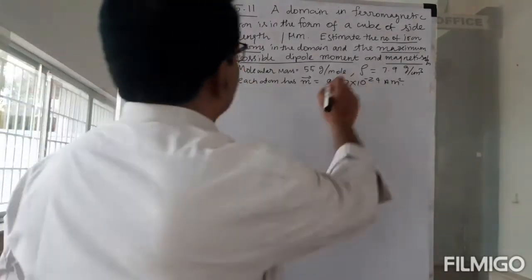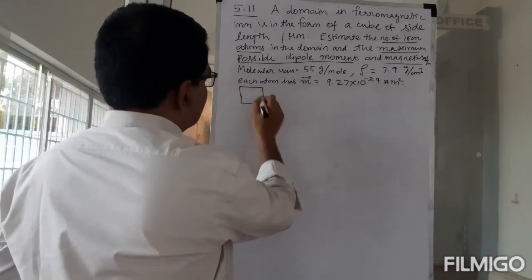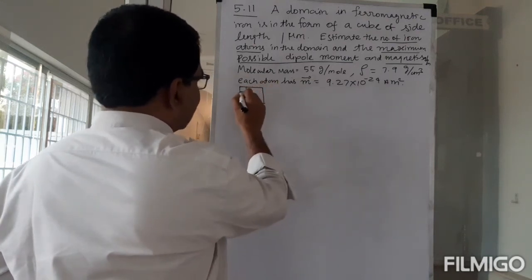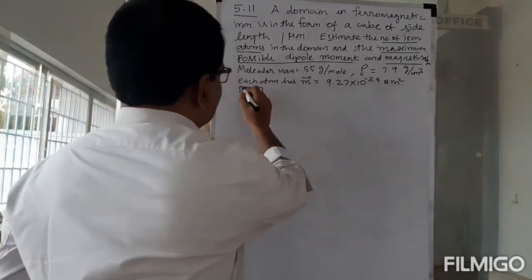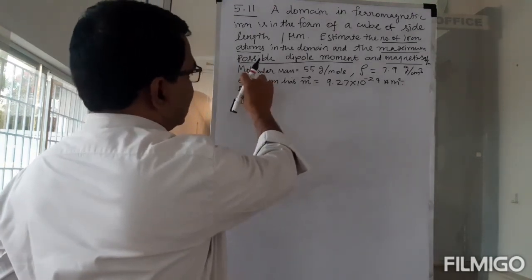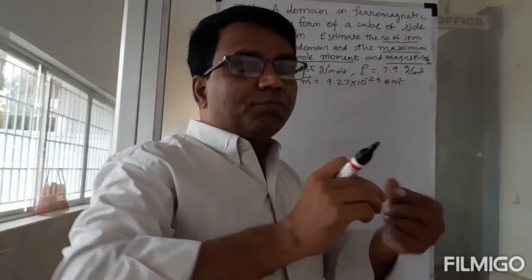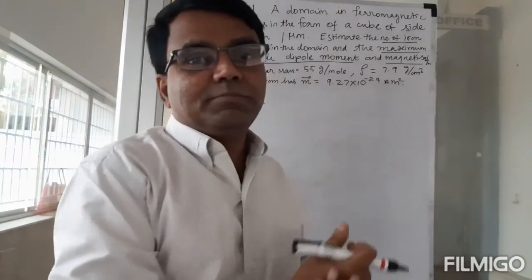First of all, if you have material like this, you'll have many domains. So this is one such domain. They're giving you a 1 micrometer side, so it's a cube. And in that cube, how many atoms are there?